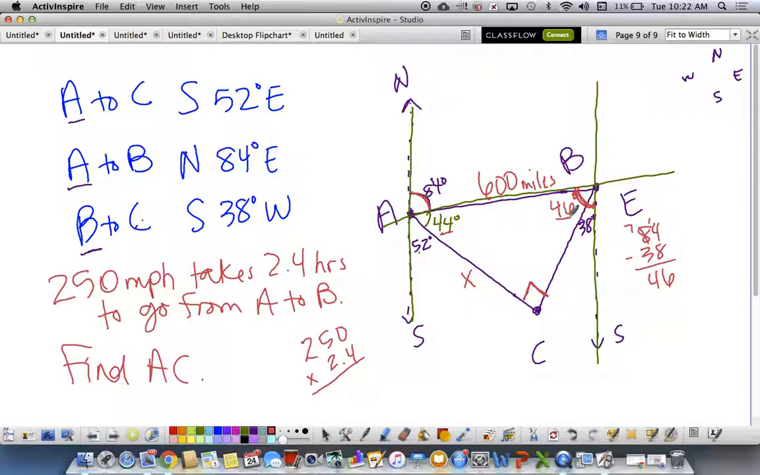You could do sine of one of those. Sine 46, so I'm going at the top. Or cosine of 44. Sine 46 equals X over 600. Sine is opposite over hypotenuse.